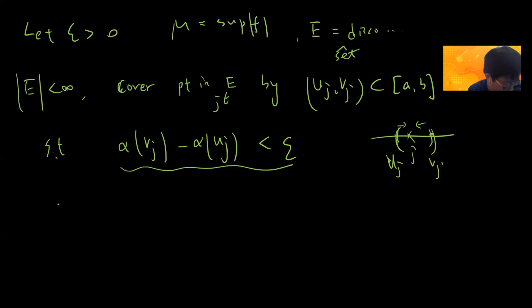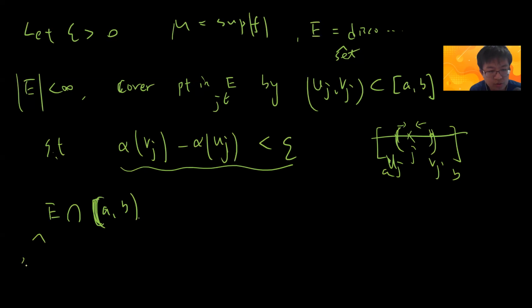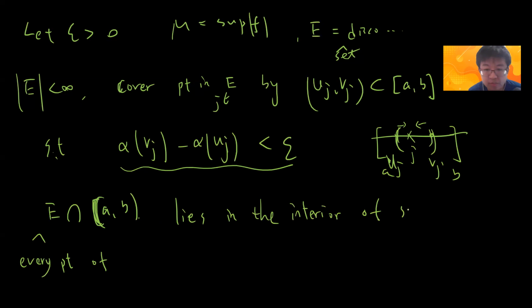And there's a technical condition: you must place the intervals to make sure that they are in [a, b], and such that every point of E intersection [a, b] lies in the interior of some (u_j, v_j). Don't worry, it's just a technical condition, but by drawing or by your intuition, this is correct.